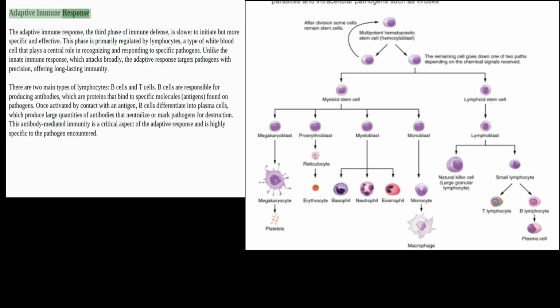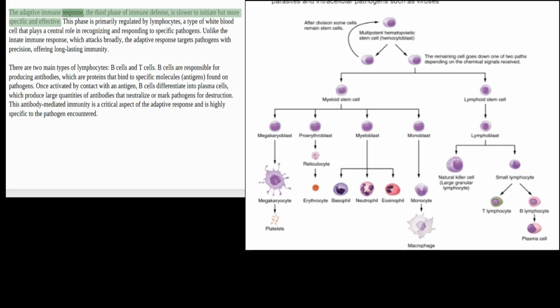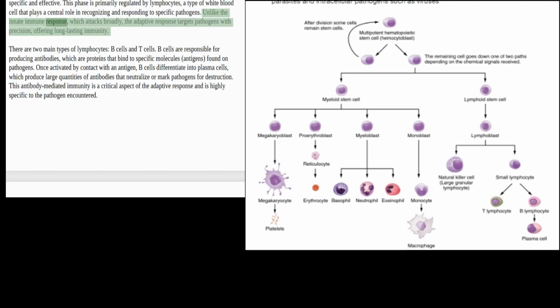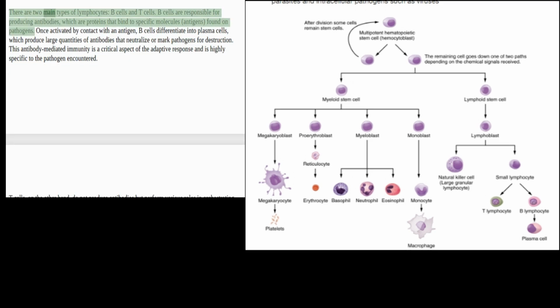Adaptive immune response. The adaptive immune response, the third phase of immune defense, is slower to initiate but more specific and effective. This phase is primarily regulated by lymphocytes, a type of white blood cell that plays a central role in recognizing and responding to specific pathogens. Unlike the innate immune response, which attacks broadly, the adaptive response targets pathogens with precision, offering long-lasting immunity. There are two main types of lymphocytes: B cells and T cells.